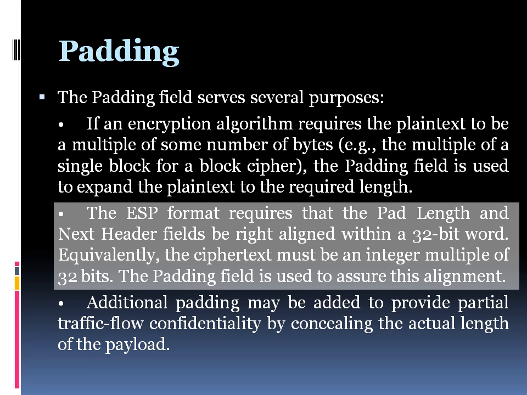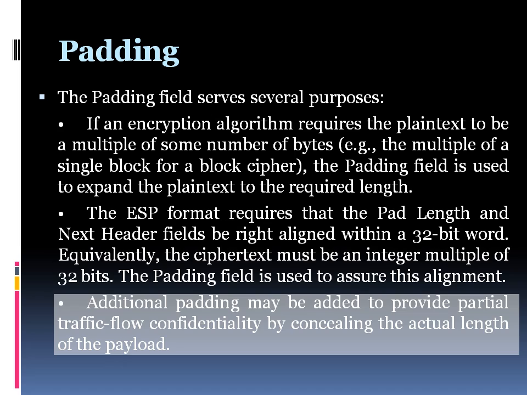Equivalently, the ciphertext must be an integer multiple of 32 bits, where ciphertext is nothing but the encrypted text. The padding field is used to assure this alignment. However, additional padding may also be added to provide partial traffic flow confidentiality, by concealing the actual length of the payload.